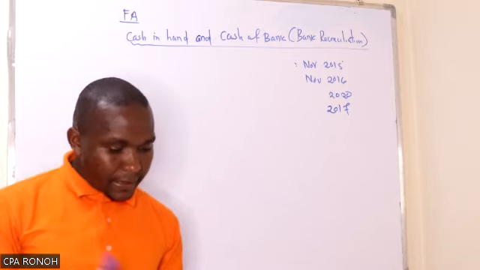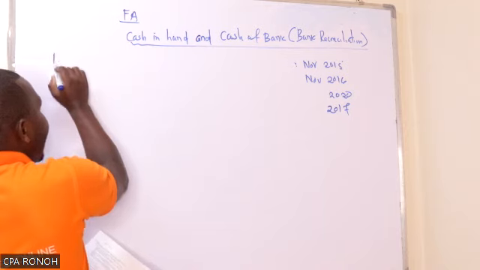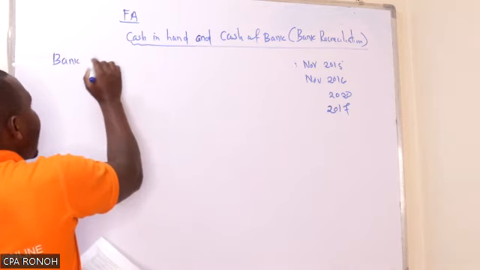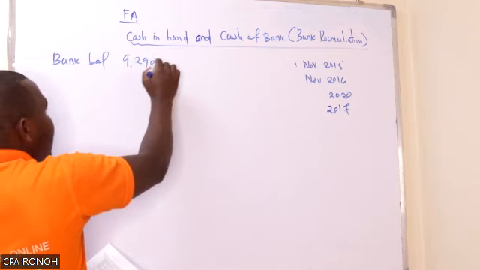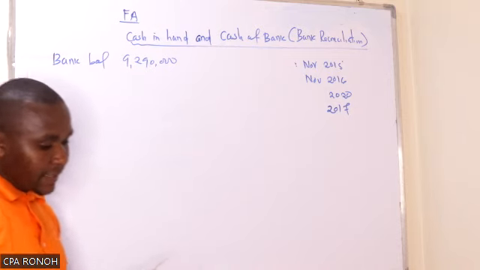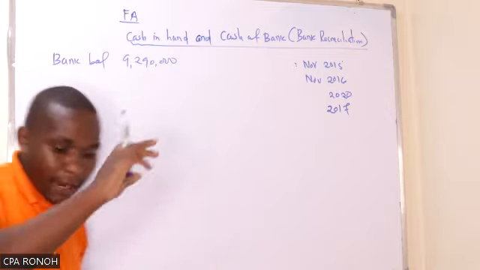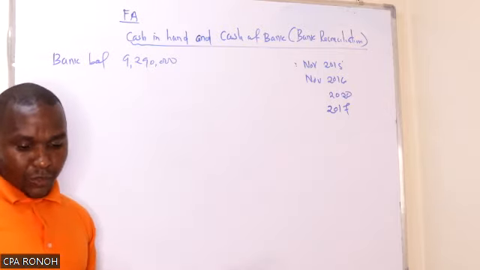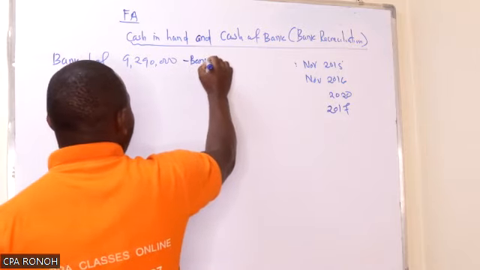So they say the bank balance is 9,290,000, and we have been told the cash book balance as at 1st October 2015 indicated a higher amount by 4,530,000. So you need to add back so that you can get them. This one is the bank balance.